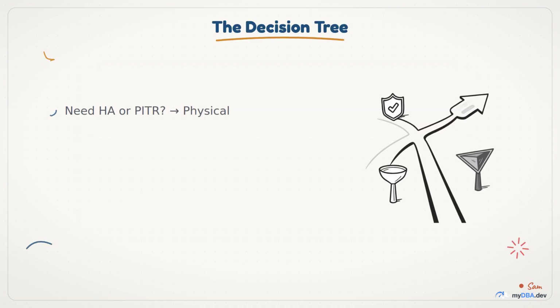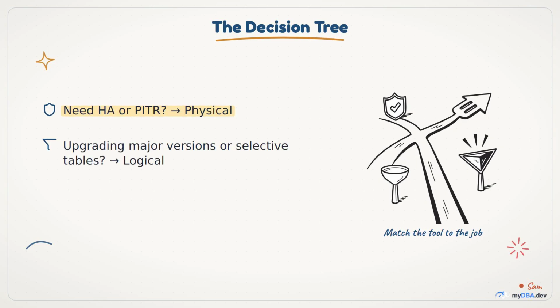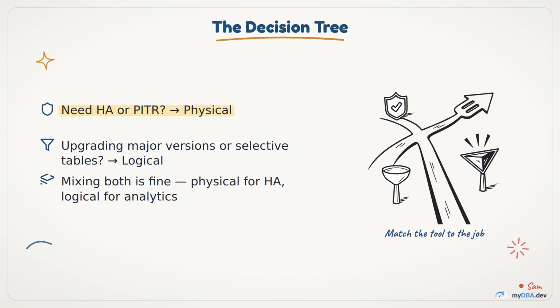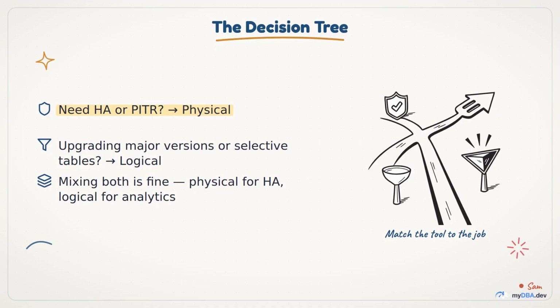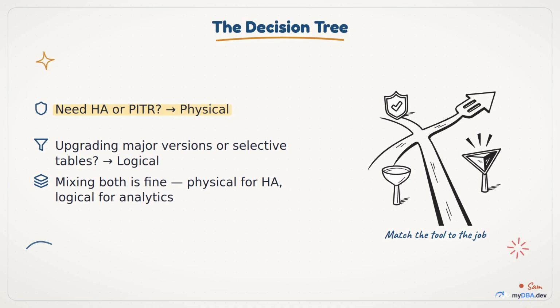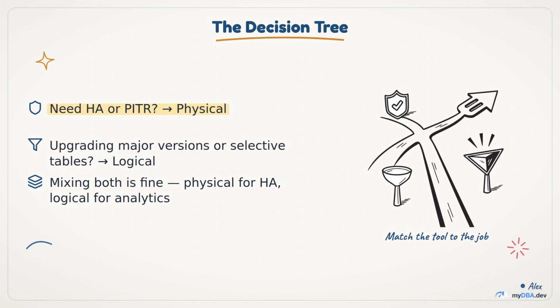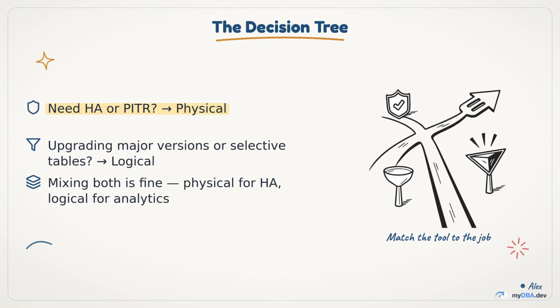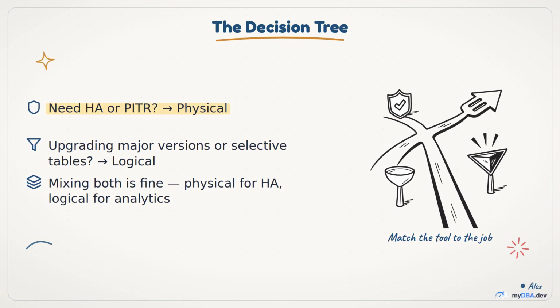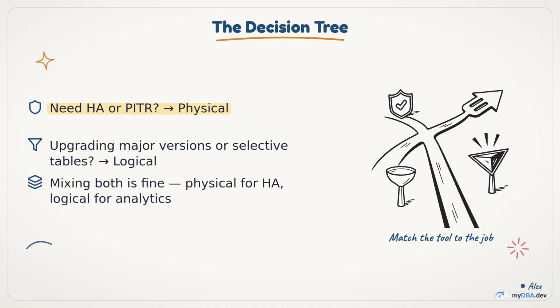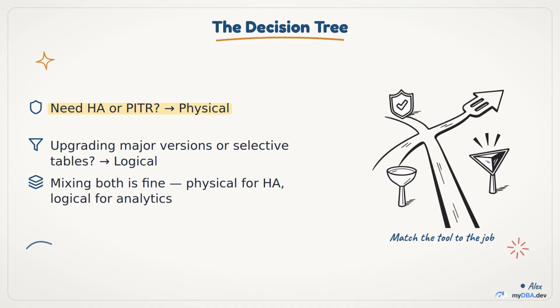So here's the decision tree. If you need high availability, point-in-time recovery, or the simplest possible setup, go physical. If you need version flexibility, selective replication, or writable targets, go logical. And you're not locked into one. It's common to run physical replicas for HA and a separate logical subscription feeding an analytics database. They solve different problems, so use them together.